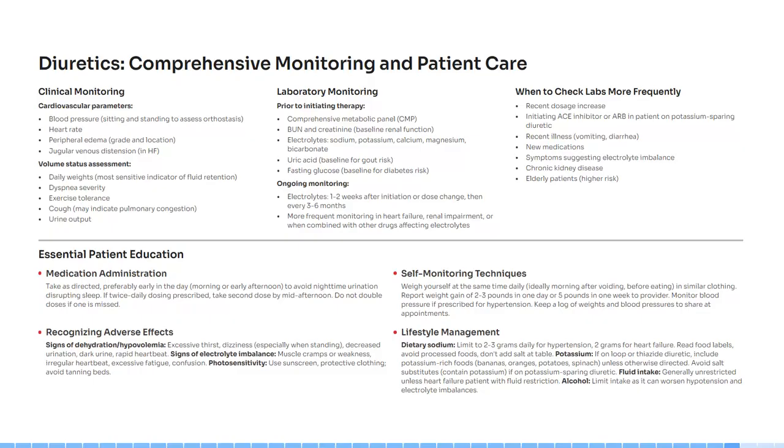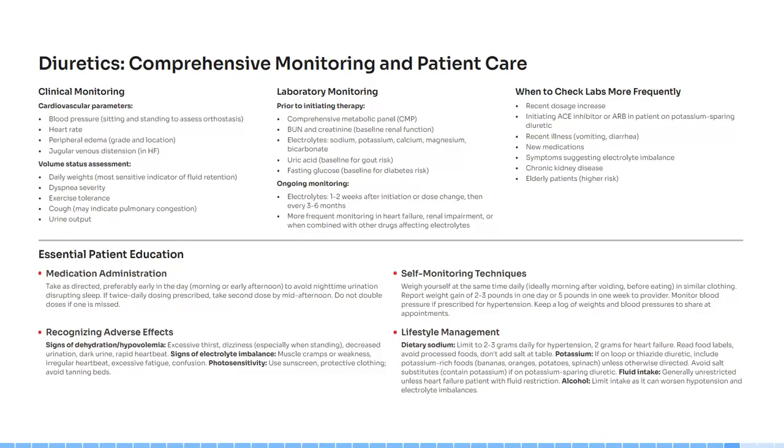So when are you going to check their labs more frequently? If they're sick, like they have vomiting and diarrhea, if they've been on new medications, if you suspect an electrolyte imbalance, the elderly patients are at higher risk, or if you've recently increased their dose. If you're starting on an ACE or an ARB in a patient that has a potassium sparing diuretic, you're going to check their labs.